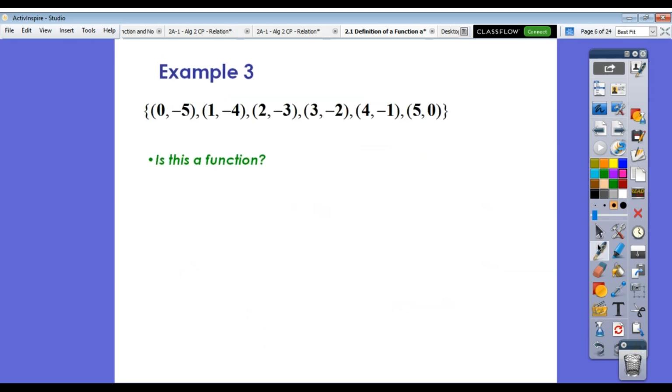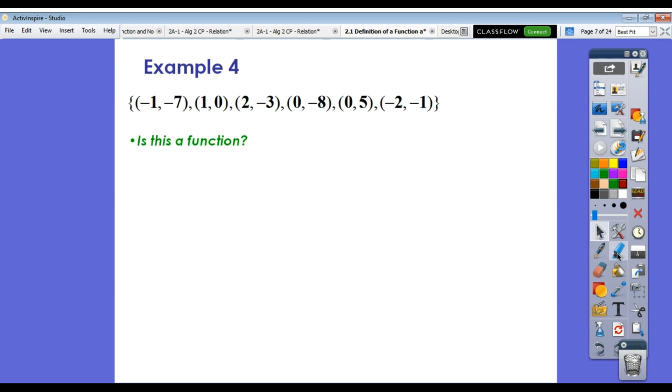Example here. Is this a function? Just look at the x values. 0, 1, 2, 3, 4, 5. Does any of the x's repeat? No. So therefore, yes, it is a function. Look at the x values here. Negative 1, 1, 2, 0, 0, negative 2. Look at that one. The 0 and 0 are the x values, or inputs, which repeated here. So the answer here is no.